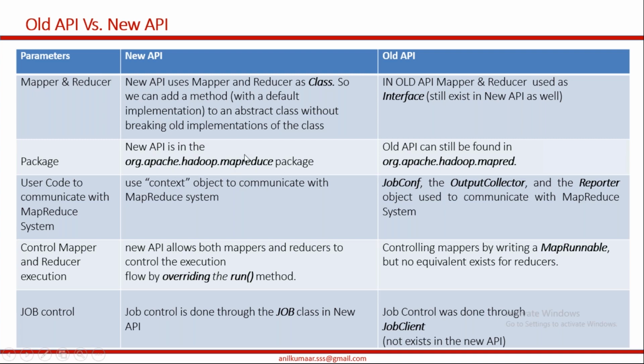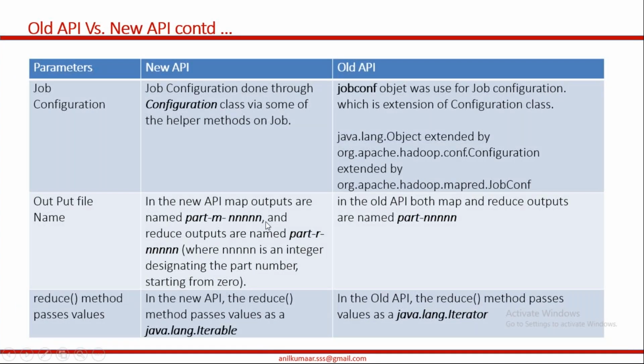But there are noticeable changes: earlier it was mapred, now it is mapreduce. Earlier it was OutputCollector and Reporter, now it's just a Context, right? And running the job is also different here. In the old API you have a JobConf class, and in the new one you just have a Configuration object.